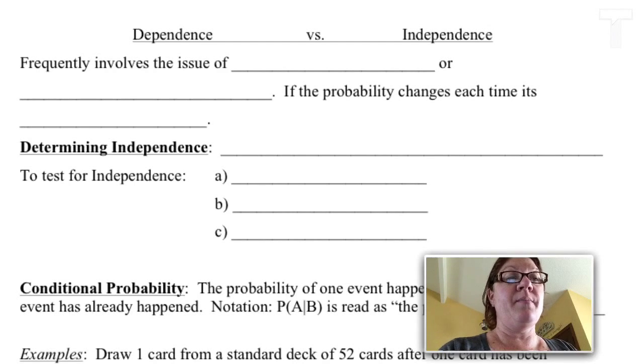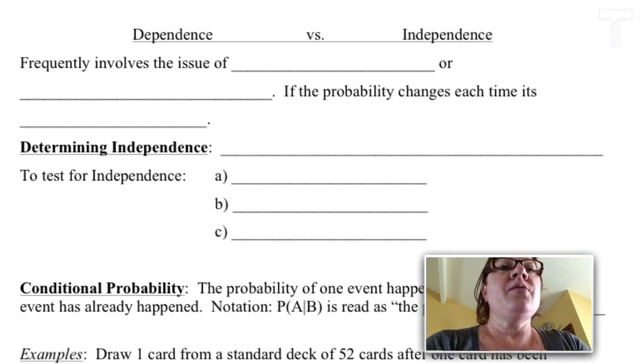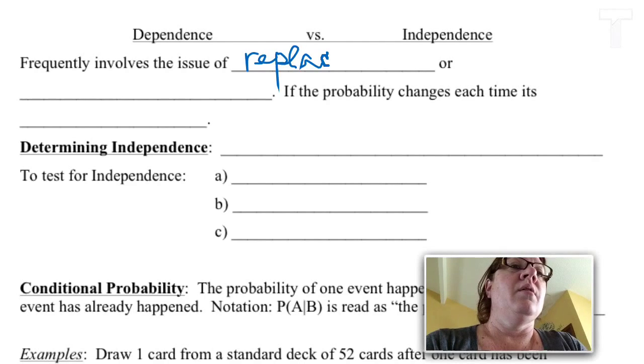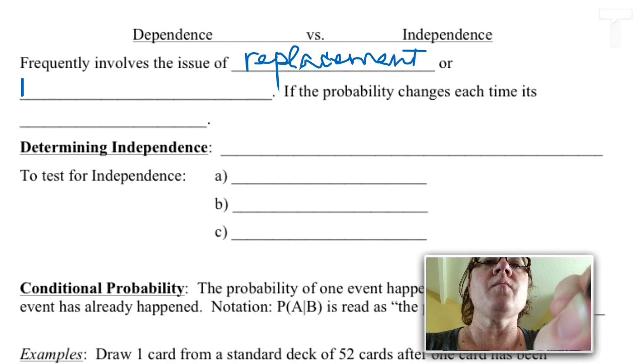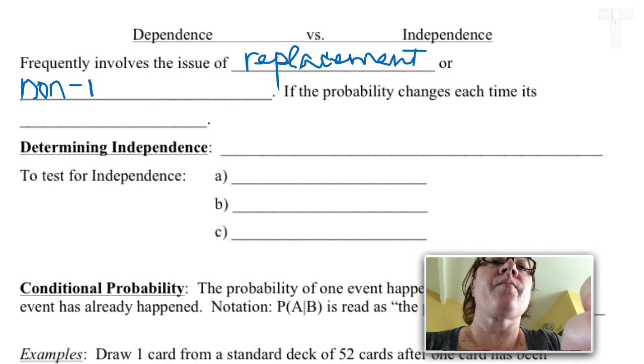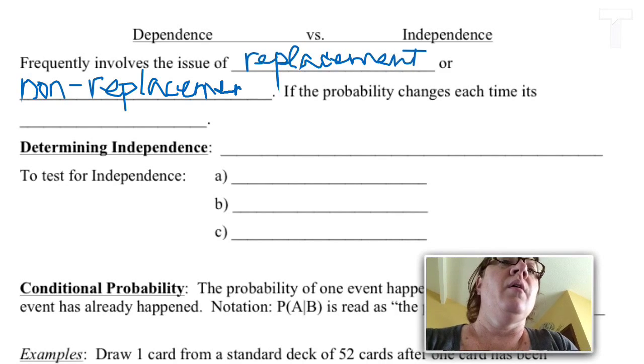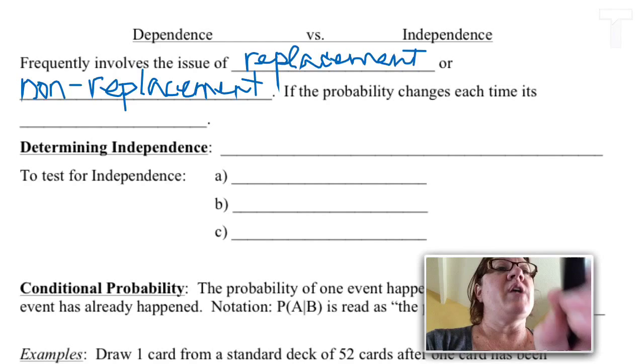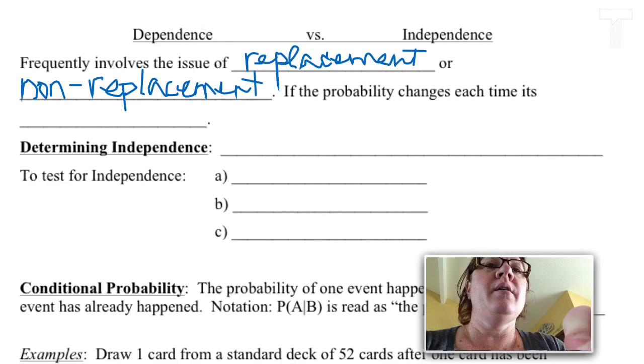So dependence and independence, I again will assume you've seen before in a previous class. And usually those are an issue of replacement or non-replacement. That's when they tend to come up. And if the probability changes each time, then it's considered dependent.